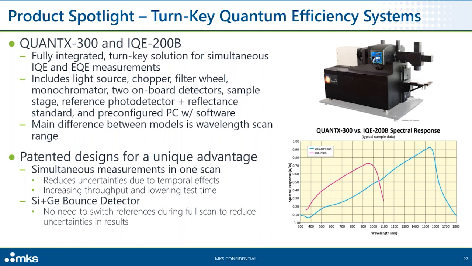Now, the main difference between these two systems is the wavelength scan range, which we'll go into more in a further slide, but depends on your wavelength of interest. You may choose either the IQE200B or the Quantex 300 for the wavelength scan range of interest for your device under test. As Dave mentioned, these are patented designs that offer a unique advantage for other solutions in the marketplace. One is the simultaneous measurement in one scan. Again, this reduces those uncertainties due to temporal effects of changing locations of your detectors and performing successive scans. And this overall increases your throughput of the device and lowers testing time for multiple scans in your lab.